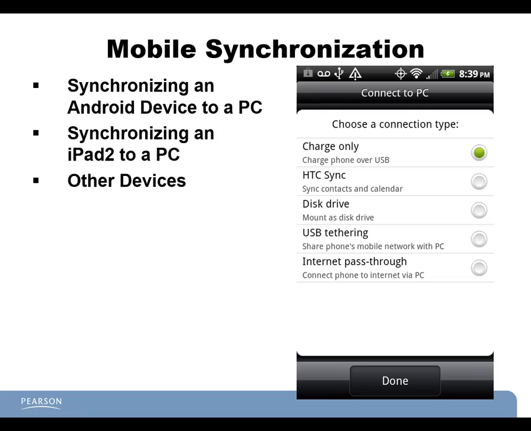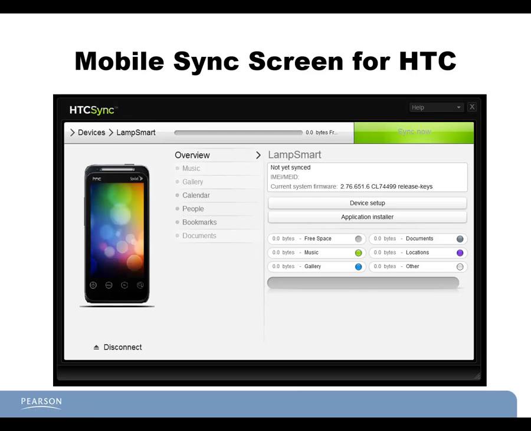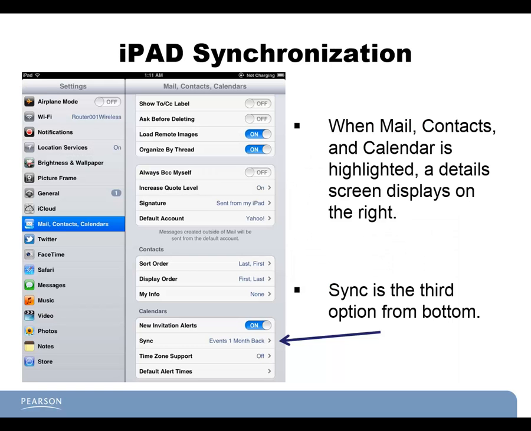Internet pass-through is the exact opposite, where you use the PC to provide internet access to the phone. Here they're showing the Smart Sync screen for HTC. These are going to look a little different based on every type of phone. And here they're showing that same screen, but what it looks like on an iPad or an iPhone.